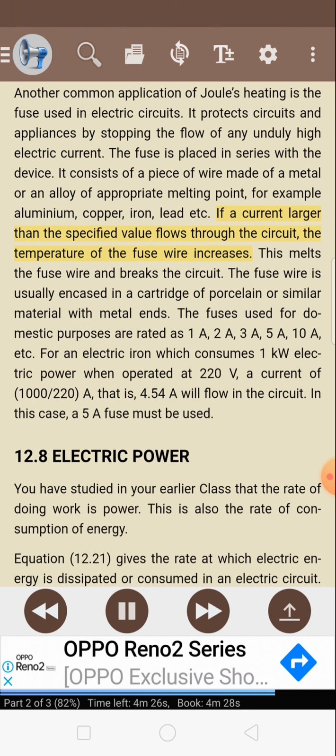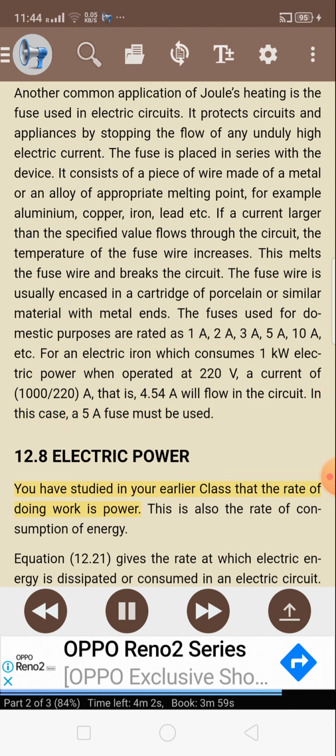If a current larger than the specified value flows through the circuit, the temperature of the fuse wire increases. This melts the fuse wire and breaks the circuit. The fuse wire is usually encased in a cartridge of porcelain or similar material with metal ends. The fuses used for domestic purposes are rated as 1 A, 2 A, 3 A, 5 A, 10 A, etc. For an electric iron which consumes 1 kilowatt electric power when operated at 220 volts, a current of 1000/220 A, that is 4.54 A, will flow in the circuit. In this case, a 5 A fuse must be used.